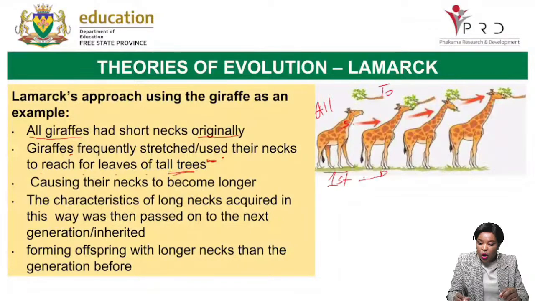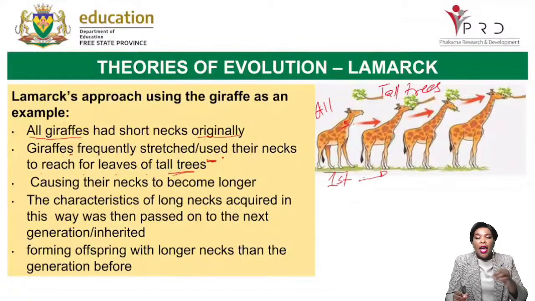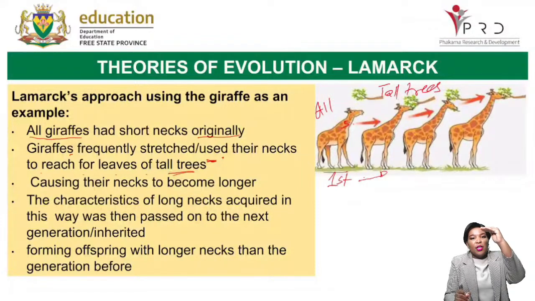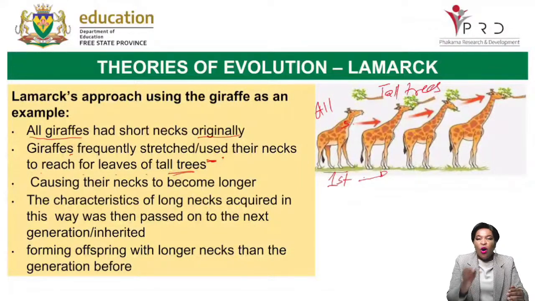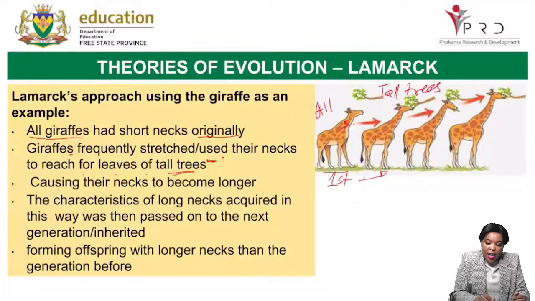These are tall trees. So they need to reach for food at the tall trees. So the environment changed. There was no food now within their reach. The food was higher up on the tall trees. They frequently now did what? They frequently stretched their necks to reach for food on the tall trees. Then what happened? According to Lamarck, this caused their necks to become longer.